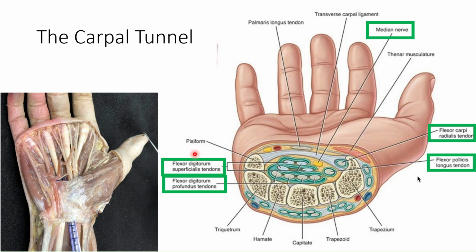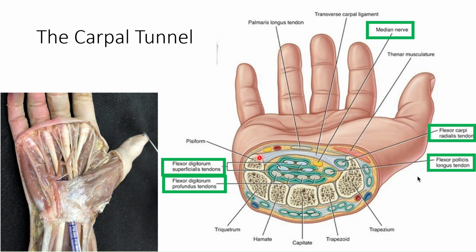Lastly, the carpal tunnel is a rigid, narrow passageway bounded superiorly by the transverse carpal ligament and inferiorly by the carpal bones. The transverse carpal ligament is bounded on the radial side by the tubercle of the trapezium and scaphoid, and on the ulnar side by the hook of the hamate and the pisiform bone.